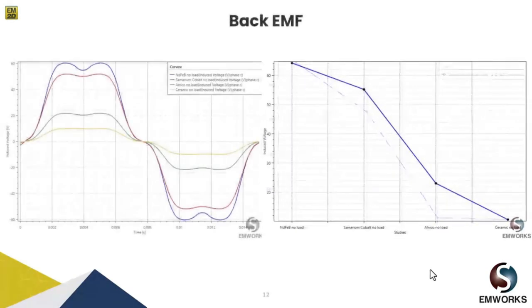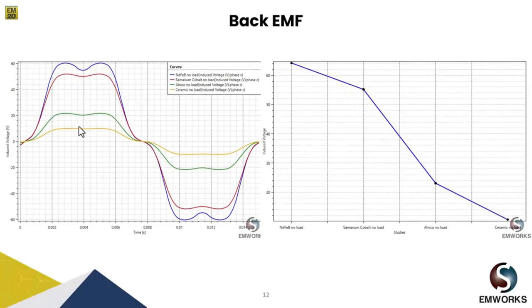Moving ahead, the back EMF. Back EMF is nothing but the induced voltage at no load when rotated at its base speed, and you can see as the magnet strengths keep on reducing, the overall back EMF generated is also reducing. The highest voltage is obtained in case of NdFeB, and the lowest is again, as expected, from the ceramic magnet.